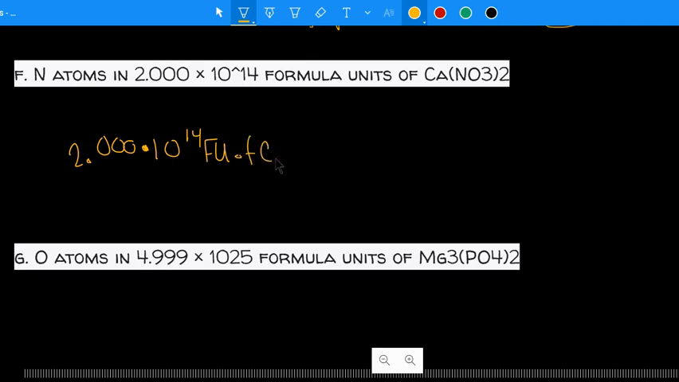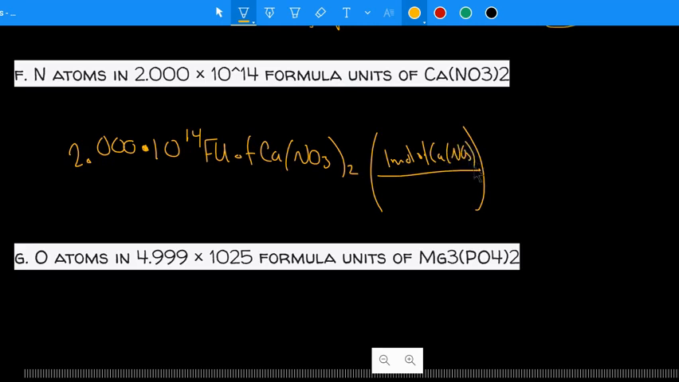Formula units of calcium. There we go. There's some nitrate. I hate that it's all caps. All right, how many nitrogens? If I have 1 mole of calcium nitrate, I have 6.022 times 10 to the 23rd formula units, because it is an ionic compound: calcium is a metal and nitrate is a polyatomic.